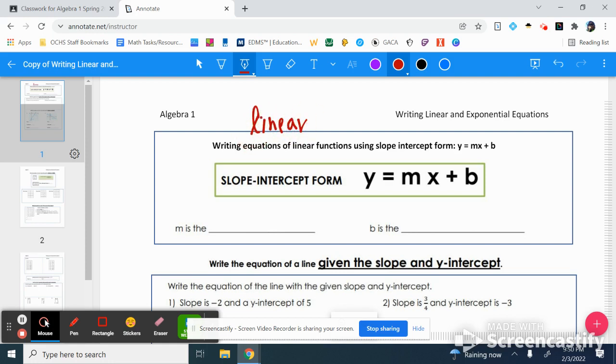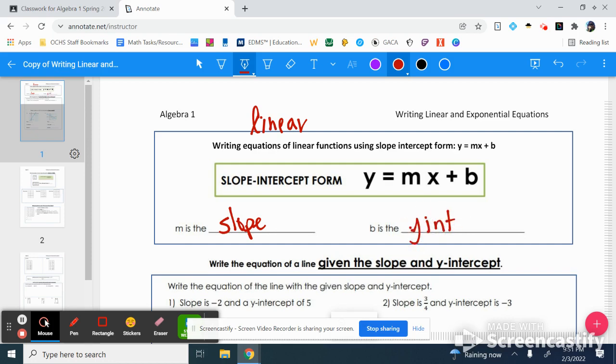We have different pieces, and remember this equation is going to be given to us on the formula sheet for our EOC. So all you have to do is click on the page that says formula sheets, and then look for linear functions, and it'll give you this slope-intercept form where y equals mx plus b. m is going to represent the slope, remember, the steepness of the line. This is the constant value that I'm adding each time. And b is going to represent the y-intercept.